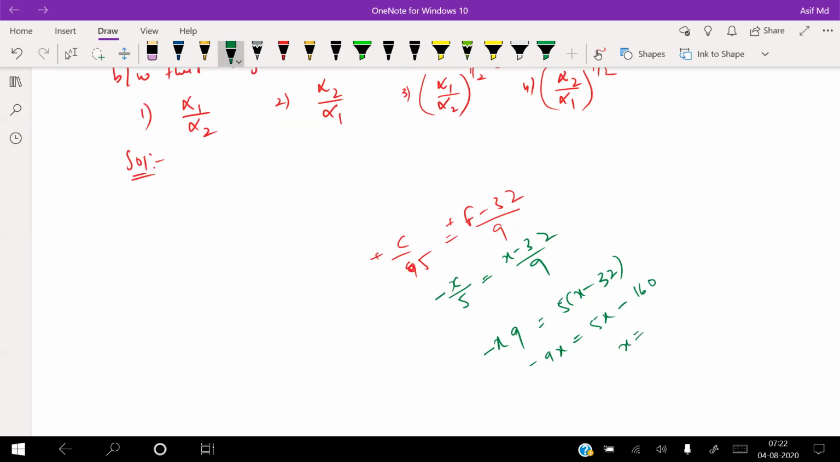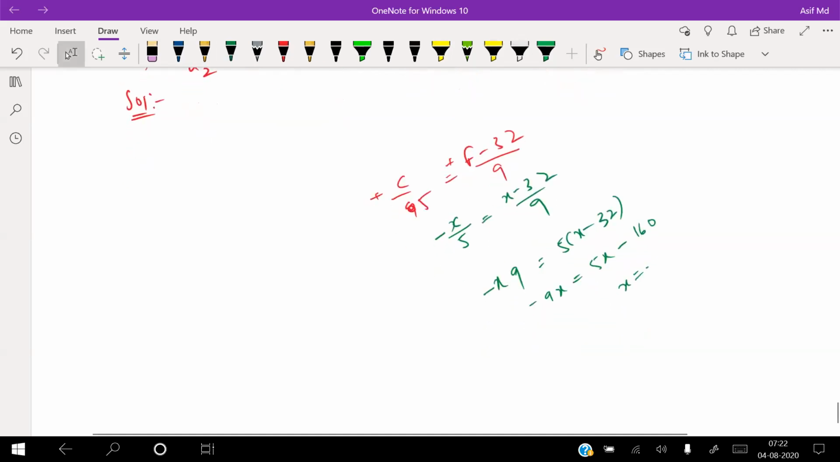We'll get minus 160. We'll get 160 by 14, sir. Minus 9x is equal to 5x minus 160. Yes, sir. We'll get minus 160 by 14. 14, huh? Yes, sir. And that is 11.4. The answer given? Yes, sir. That is the answer, sir.